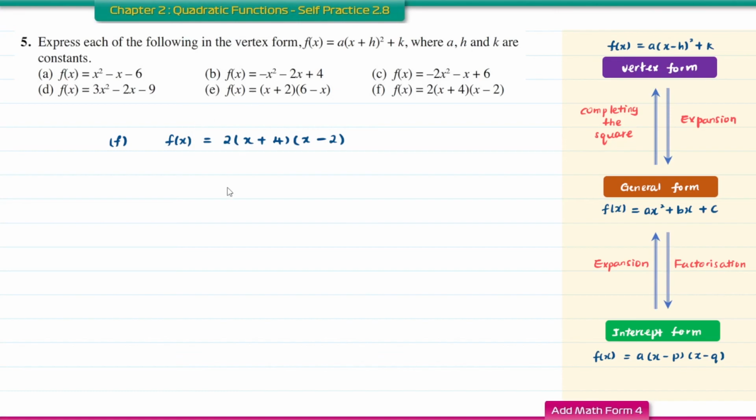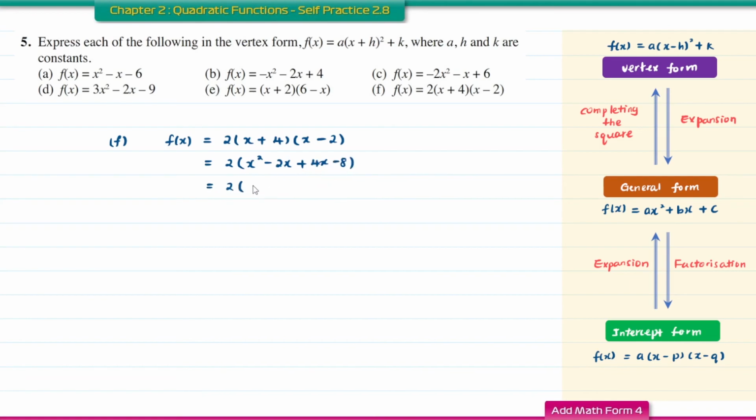Question F. So this quadratic function is written in intercept form. So first we want to do the expansion to change this to general form. So here after the expansion, you're going to get x squared minus 2x plus 4x minus 8.